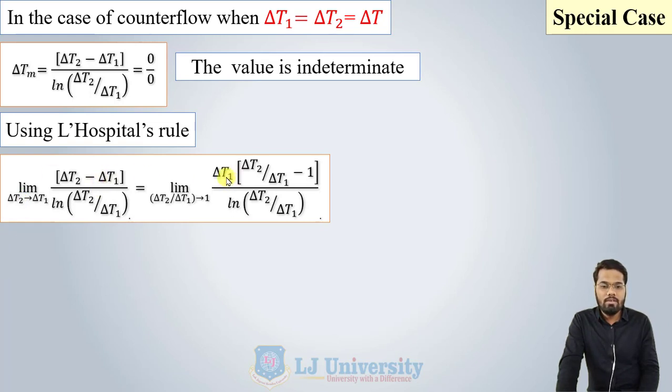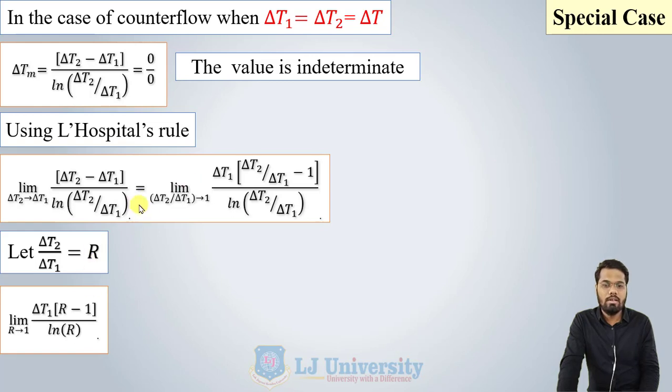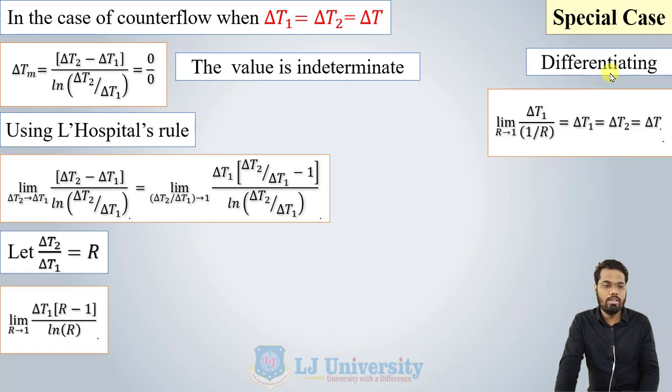Again, taking delta T1 common, we get delta T2 divided by delta T1 minus 1, over ln of delta T2 divided by delta T1. Now, let's denote delta T2 divided by delta T1 by capital R. So this equation becomes the limit as R tends to 1 of delta T1 times (R minus 1) over ln R. Now, differentiating and putting the limit.